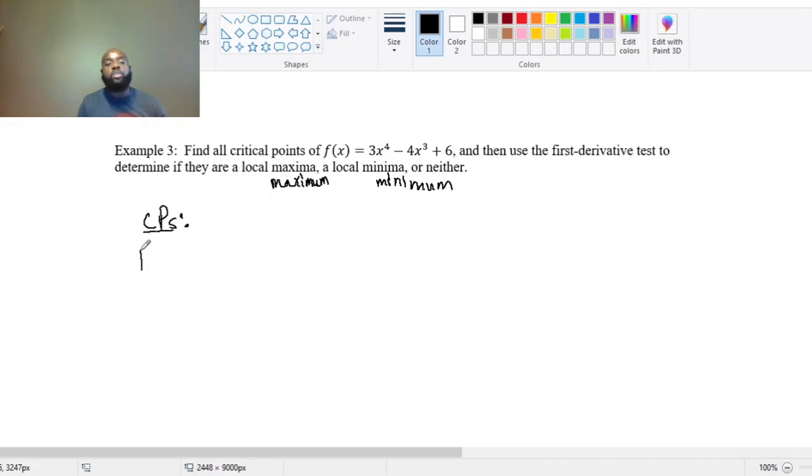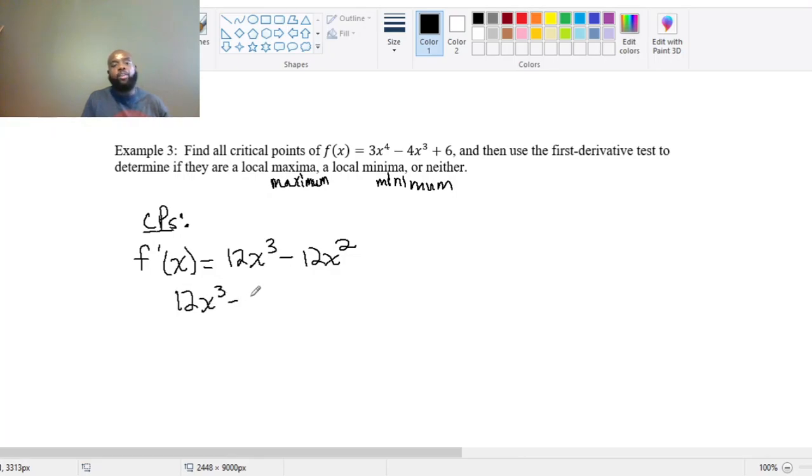To find your critical points, you take your derivative. The derivative of this function is 12x cubed minus 12x squared. The derivative of 6 is 0. What we need to find is what x values we plug into our derivative function that make our derivative equal 0. Well, the way we do that is we set our derivative's expression equal to 0, and we solve for x. All right, to solve for x here, we can factor.